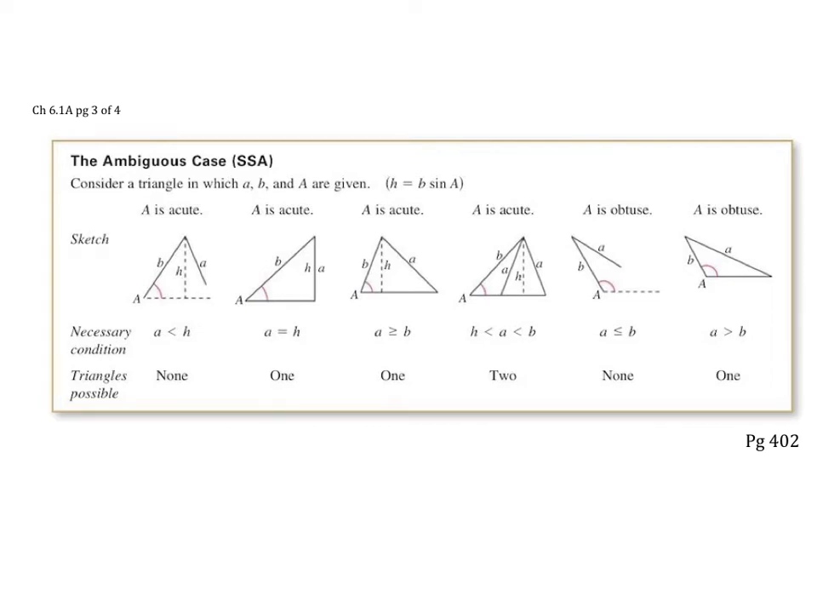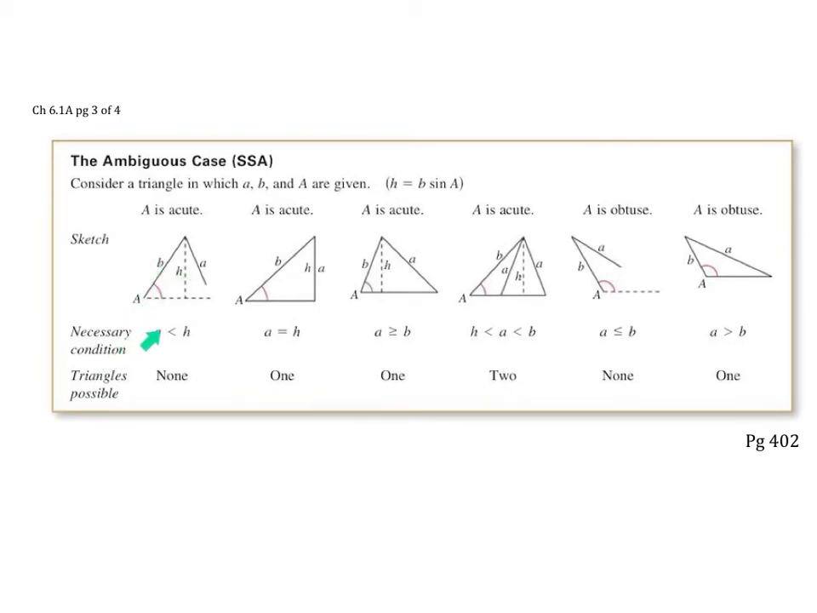So we're going to take a look at some ambiguous cases, and this is on page 402 in your textbook. So the ambiguous case, side-side angle: consider a triangle in which a, b, and A are given. So we need to know that the height equals b times sine of A.